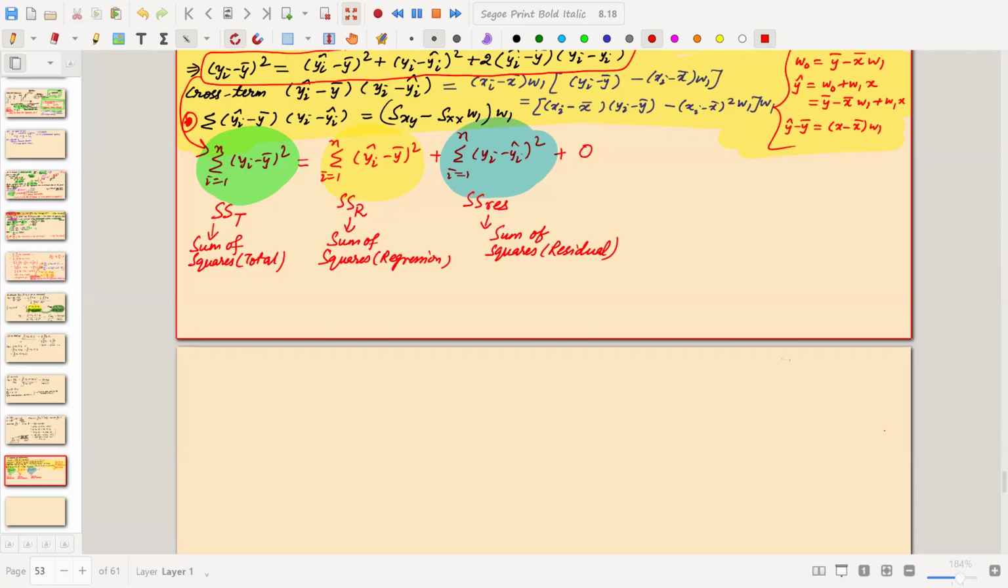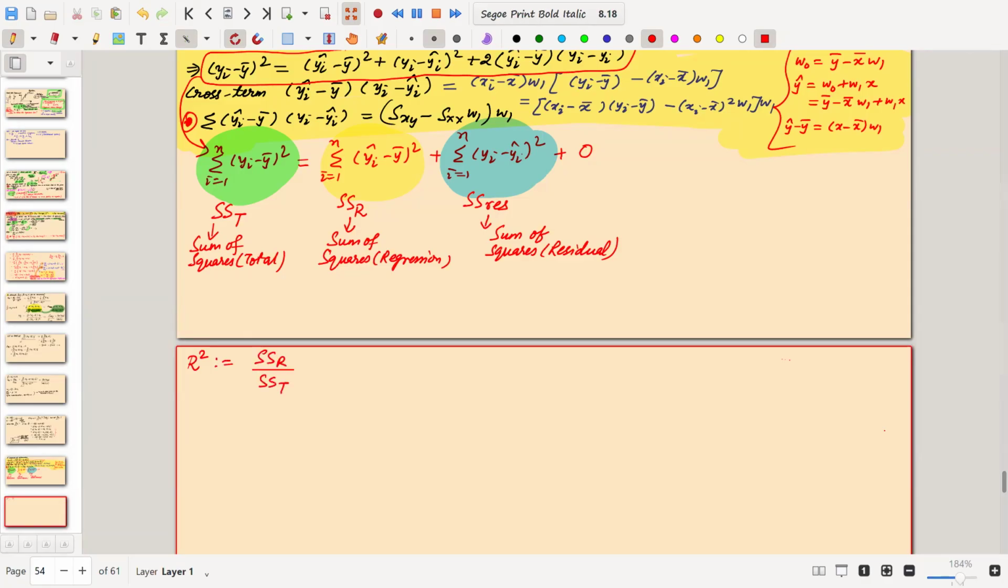Now what can we do with this? So the coefficient of determination, that is R2, is defined as SSR divided by SST. This is known as the coefficient of determination.